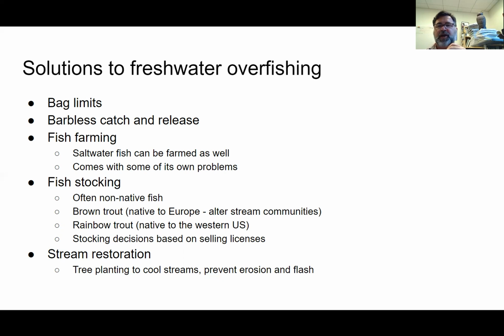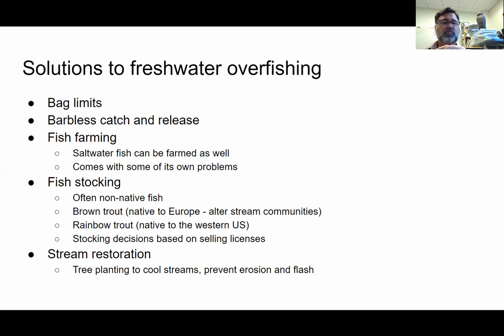And when you ask fisheries people why they are stocking non-native species, it's because they are paid by the license holders, and the license holders determine how their fishery gets managed. So if you buy a fishing license and you don't like this, you can always contact your fisheries people and tell them, as a fisherman, as someone that buys a license, how you would like streams to be managed.